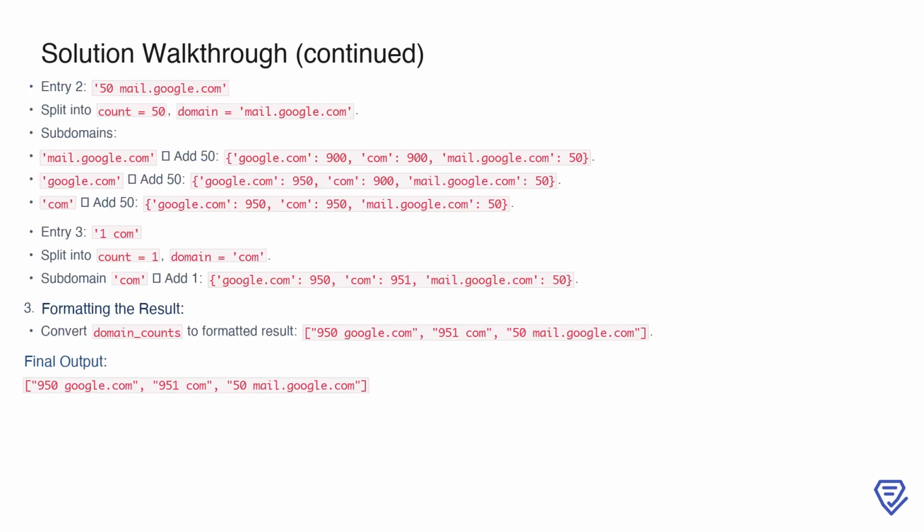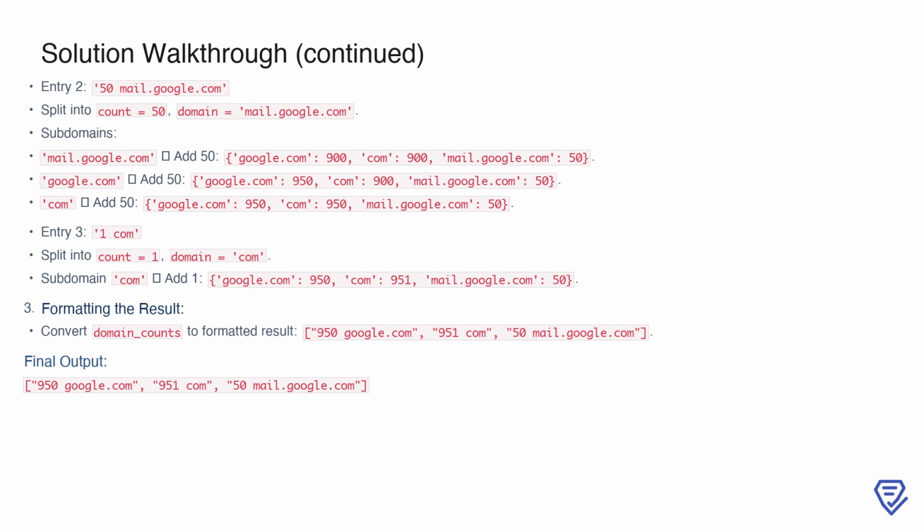For the second entry, 50 mail.google.com, we follow a similar process. The count 50 is extracted, and the domain mail.google.com is processed. Starting with mail.google.com, we add 50 to the dictionary. Then, moving to the next subdomain, google.com, an additional 50 is added to its existing count. Finally, for the top-level domain com, we add 50 more. At this point, the dictionary is updated to google.com: 950, com: 950, mail.google.com: 50.